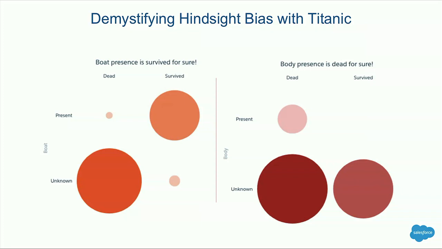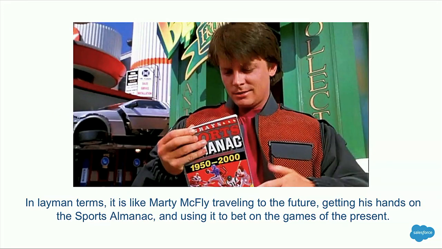And this is exactly the same example, where boat and body have information about the future, which is leaking into the present. And your machine learning model, if trained on this kind of data, would perform really well in your research environment. That is the four walls of your lab. But with the actual real-world data set, it would perform poorly. And in layman's terms, I love this example, it's like Marty McFly traveling to the future, getting his hands on the sports almanac, and using that to bet on the games of the present. And since time travel is still not a reality, this is a real problem for us.